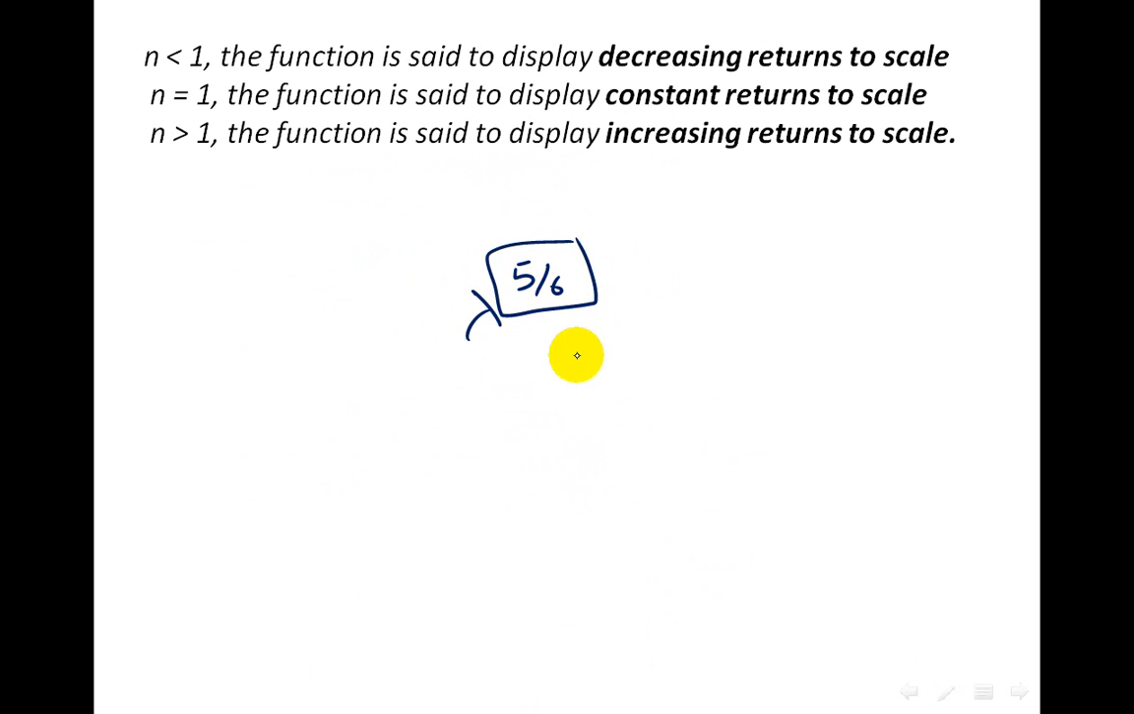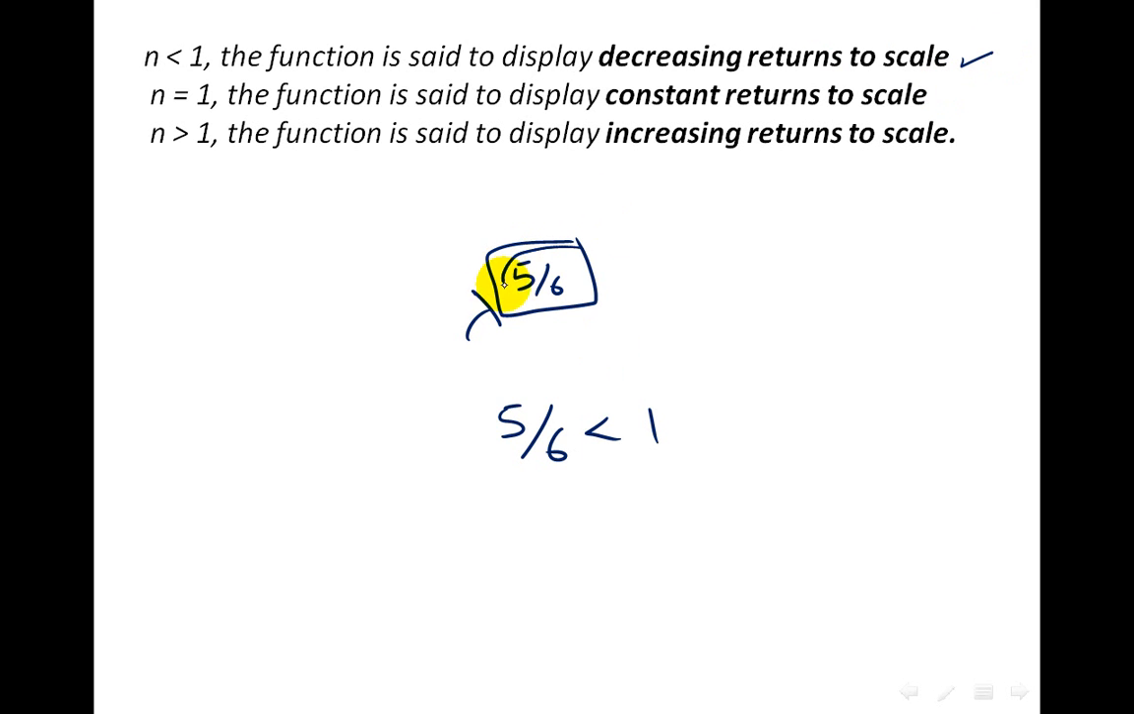If this exponent 5 over 6 is less than 1, the function is said to display decreasing returns to scale. That means you will find in the output less than your expectations. If you doubled, you find less than the double. Like in the example before, in the first output I had 3,000. Once I doubled the inputs, I got less than 6,000, because you are expecting if you double the inputs, the outputs also to be doubled, but it was less than the double. So it is a decreasing return to scale.